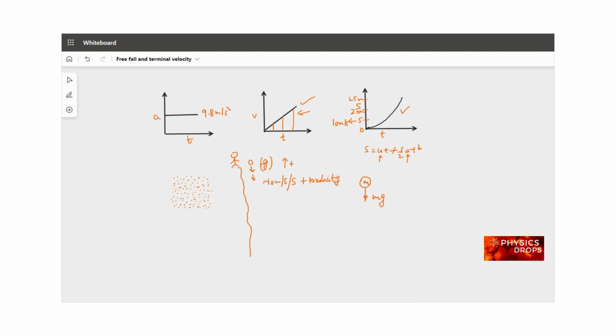And what happens when an object goes through a medium? Let us imagine this to be water. This is shown here. And if I push an object through the water, what happens? The water gets displaced, and it is trying to come back to that space.